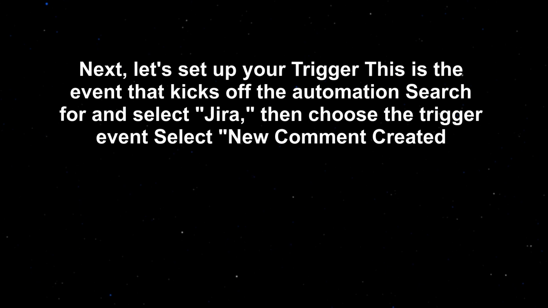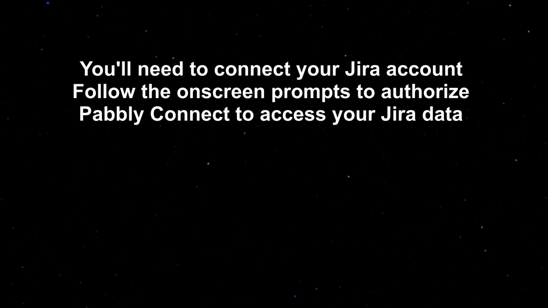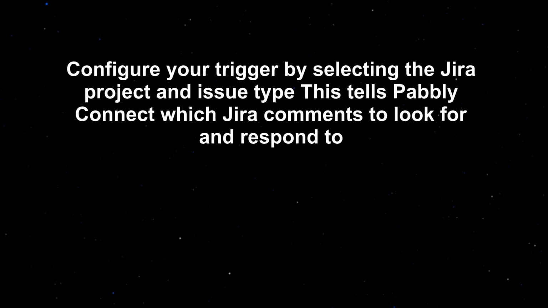Search for and select Jira. Then choose the trigger event. Select New Comment Created. You'll need to connect your Jira account. Follow the on-screen prompts to authorize Pabbly Connect to access your Jira data. Configure your trigger by selecting a Jira project and issue type. This tells Pabbly Connect which Jira comments to look for and respond to.